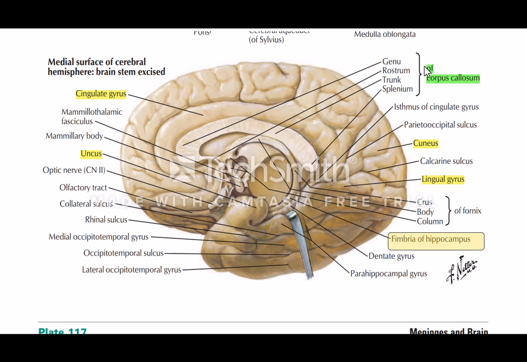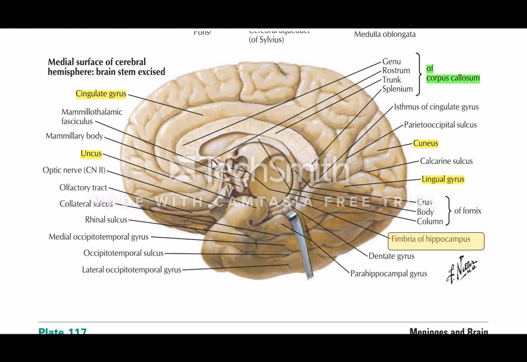And the corpus callosum has 4 parts. It has the genu. Genu means bend or like a knee. So it has this curvature in front, the genu. It has the posterior extent, which is called the splenium. It has the part in between, which is called the trunk. And it has this part called the rostrum. So rostrum is like a head, where something starts.